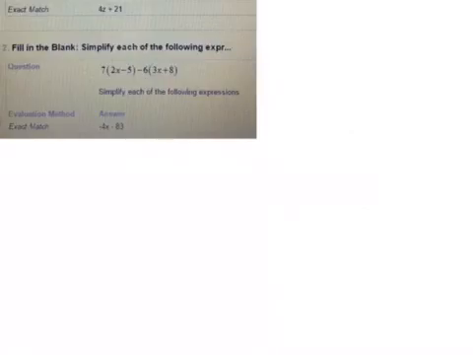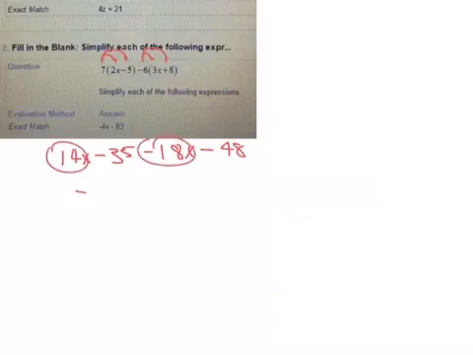So for number 12, all we can do, since we can't combine what's in the parentheses, is distribute. And that's what I'm going to do here. So 7 times 2x, 7 times negative 5, negative 6 times 3, negative 6 times 8. That is a dumb symbol there. 48. So this and this gives me negative 4x. This and this gives me negative 83.